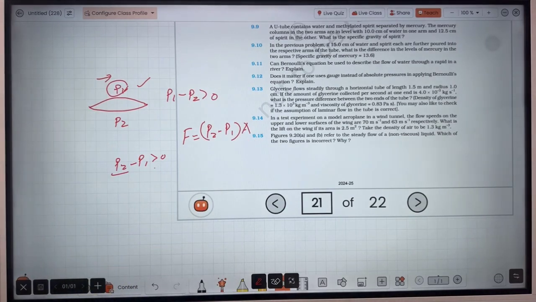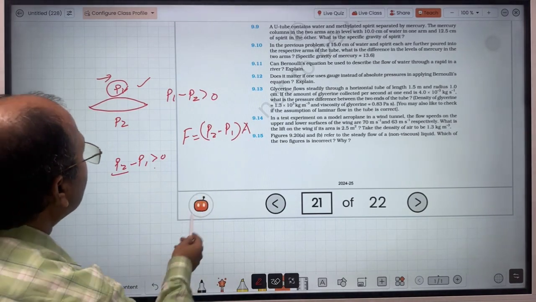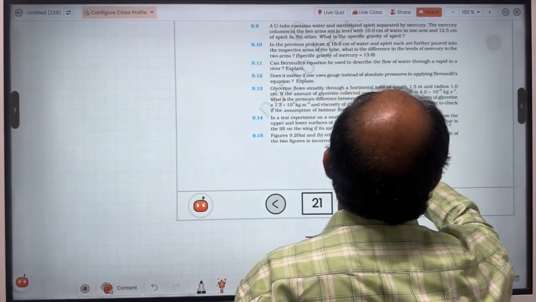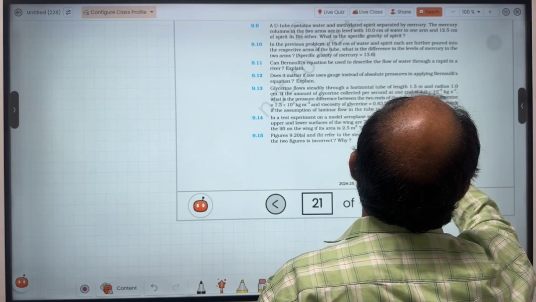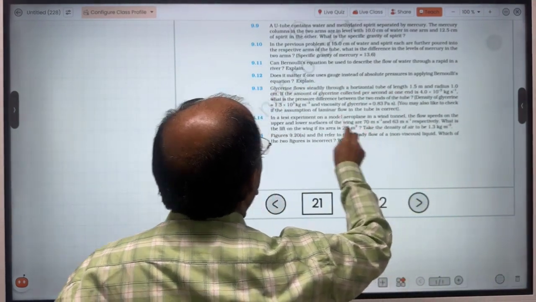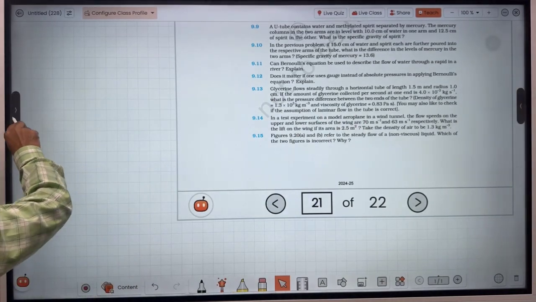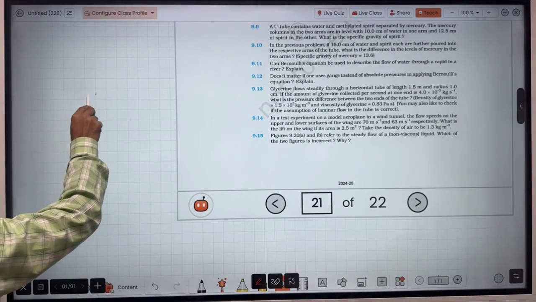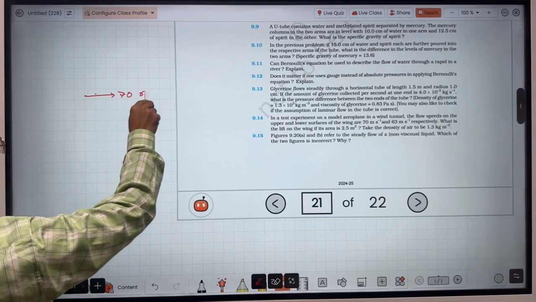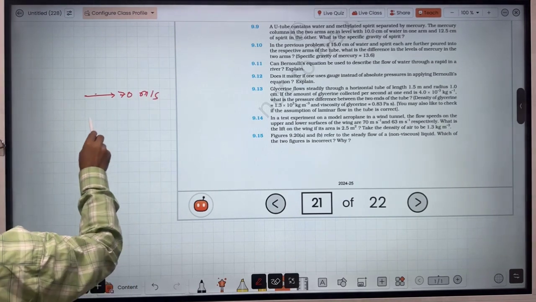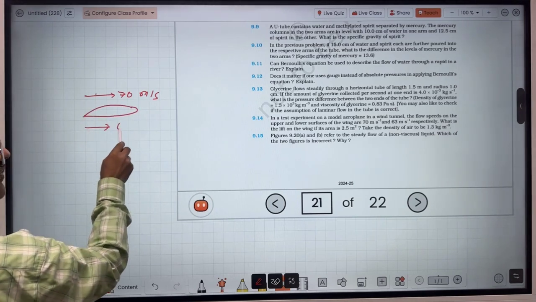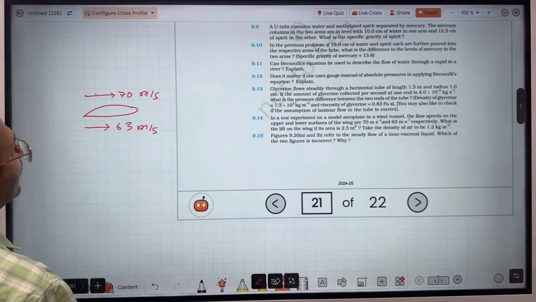So our concern is to get these things. So let's analyze how to get. In a test experiment on a model plane in a wind tunnel, the flow speeds on the upper and lower surfaces are given. So the upper speed here is 70 meter per second, and here it is 63 meter per second.